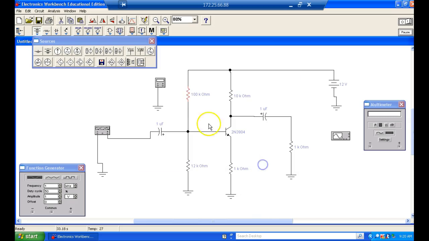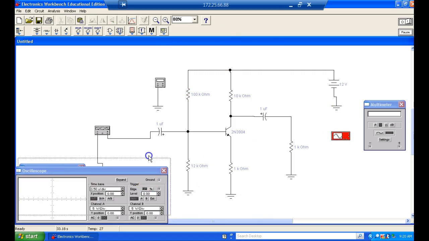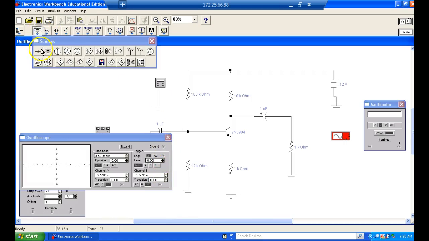problems in here. So I'm going to bring my oscilloscope down, and the oscilloscope for Electronics Workbench is not really great, guys, but it should be good enough for us to see. So here's my oscilloscope. Here's your ground or your common up here. And here's channel 1 and here's channel 2.